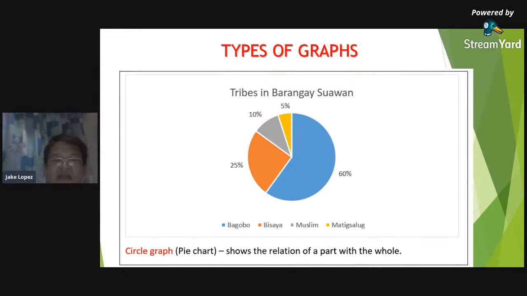We can see that the tribes or the tribo sa ating barangay, we can see that 60% is Bagobo because this is the blue one, right? And which tribe has the smallest percentage? So there's the Matigsalug tribe, which is 5%. So tatlo na yun. We have the line, the bar, and the pie chart.